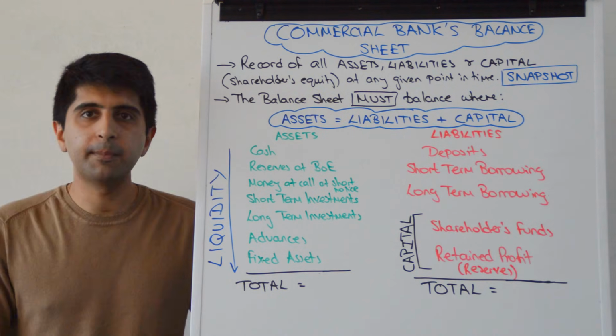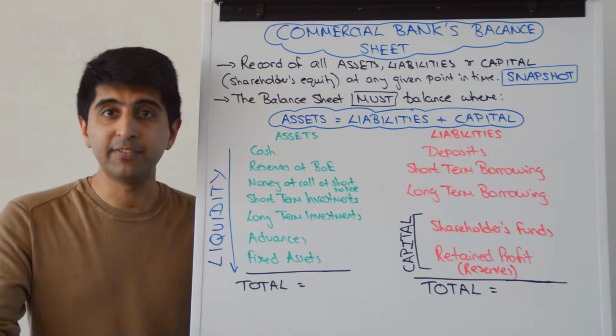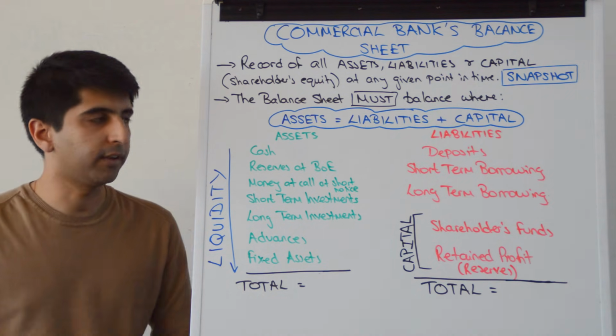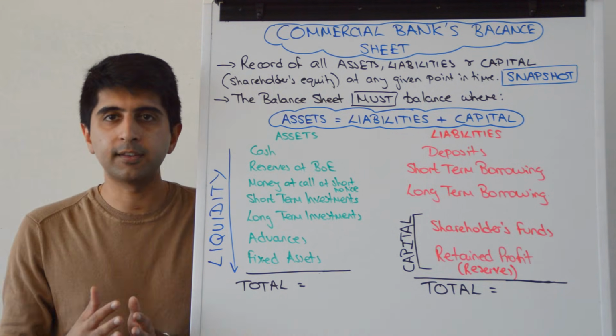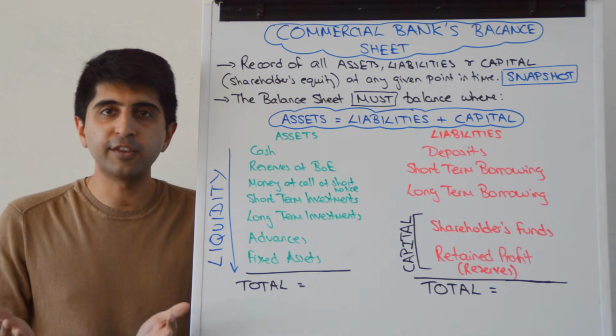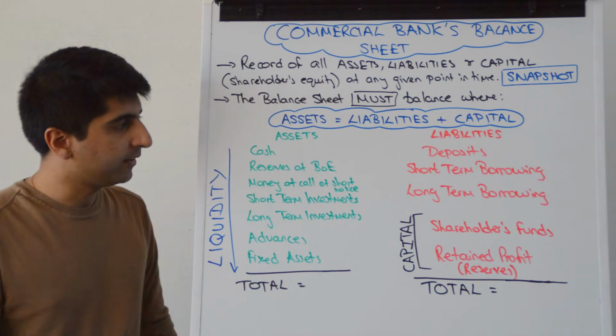Short-term borrowing, so if the commercial bank decides to borrow from the interbank market or borrow from the Bank of England, these are short-term money market transactions, short-term borrowing there. Long-term borrowing, so if the commercial bank decides to issue corporate bonds to raise finance or issue shares to raise finance, that would be in the long-term borrowing section here.